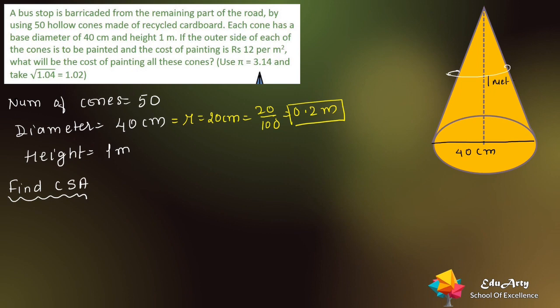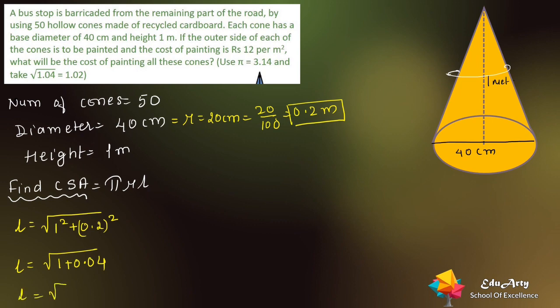Now it becomes very easy. Let's find out L, which we need for CSA. The formula for CSA is pi r L. What is missing is L, so let us find out what L is. L is equal to root of h square plus r square. What is h? H is equal to 1, so 1 square plus 0.2 square. So L is equal to root of 1 plus 0.04, where L is equal to root of 1.04.